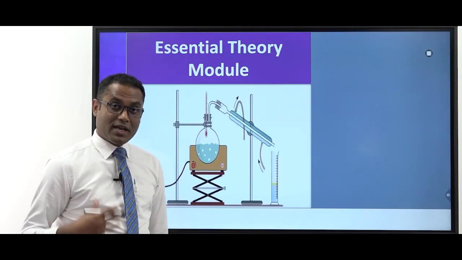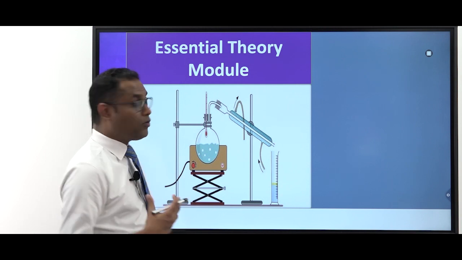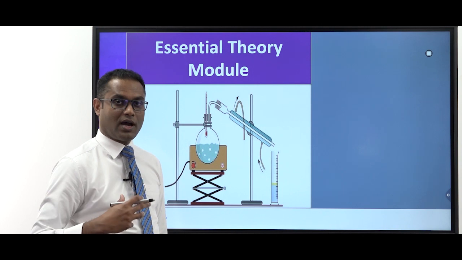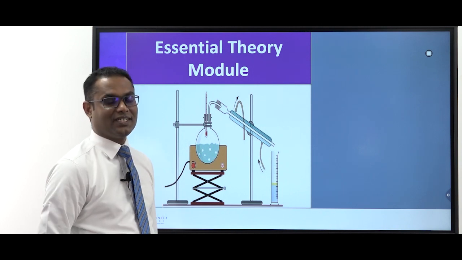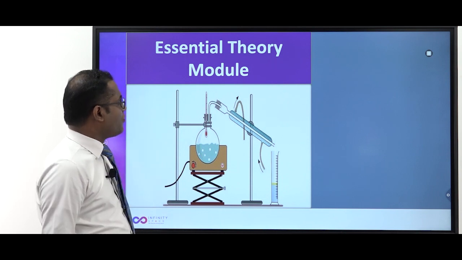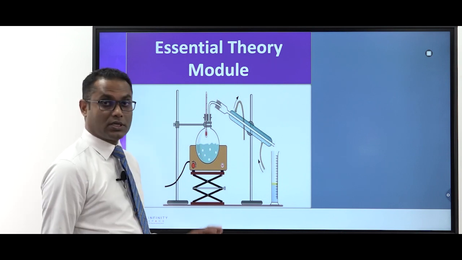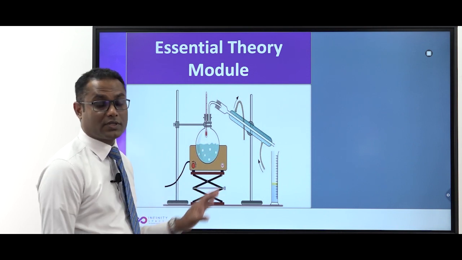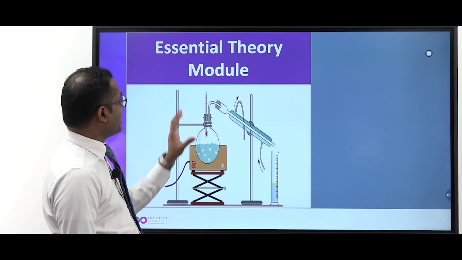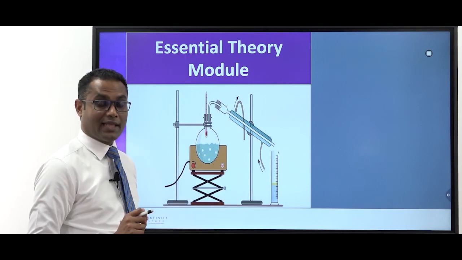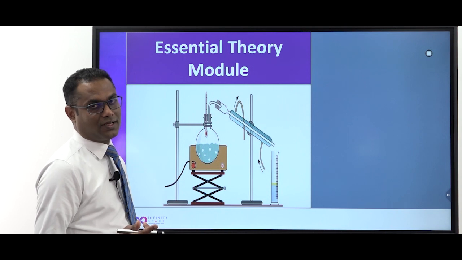Now let's move to how the course structure is, and how I would facilitate you to get through the exam successfully. Now, when it comes to the course offered by Infinity with regard to the subject CL2, it has 2 modules, the essential theory module and the exam preparation module.